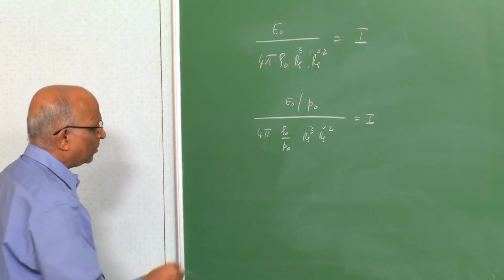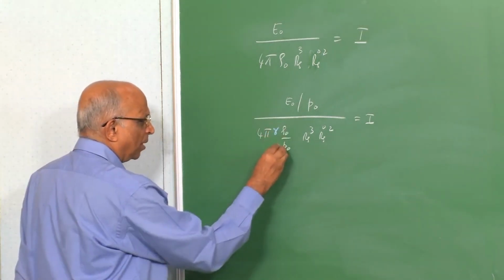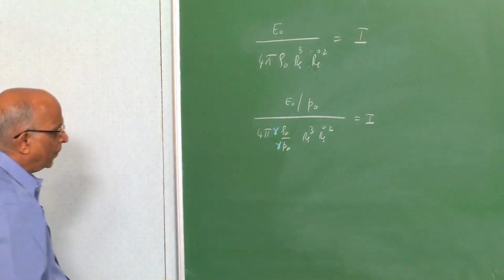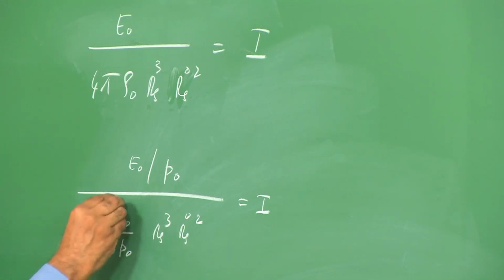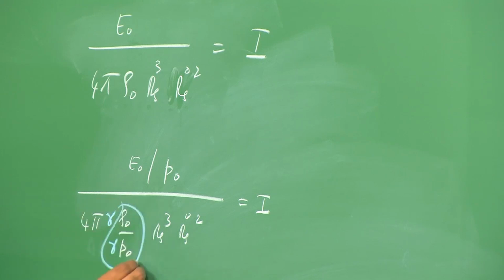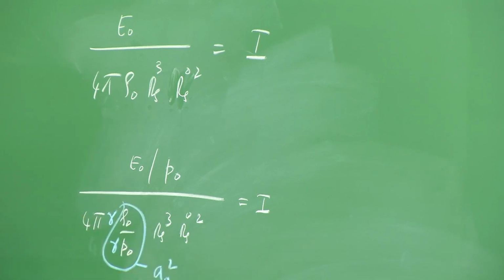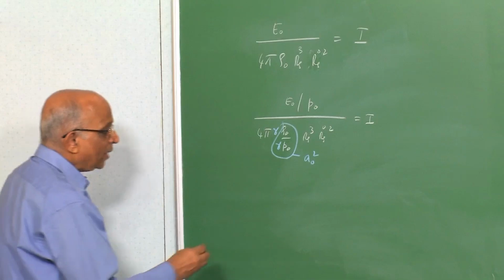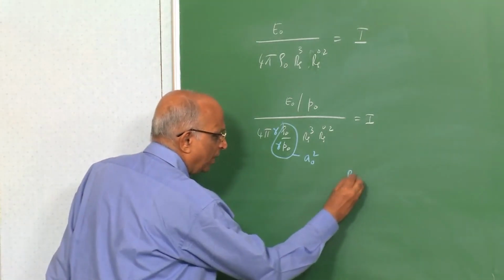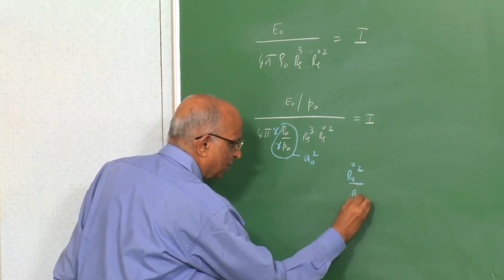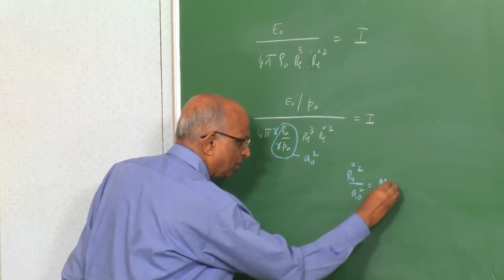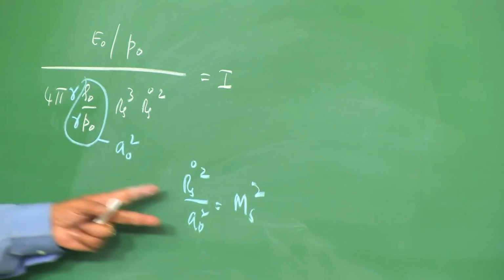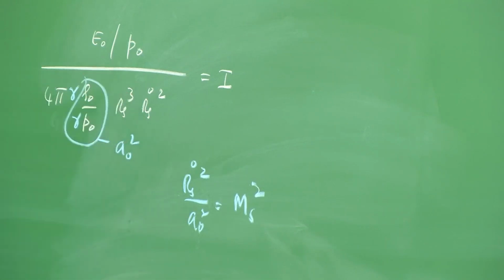Now, let me do something. Let me multiply the denominator by gamma and also divide by gamma such that I still retain the same. If I now look at this particular equation, I have gamma P0 by rho 0 is equal to A0 squared, that is the sound speed in the free stream medium, that is ahead of the blast wave. And I also know that Rs dot squared divided by A0 squared is the Mach number of the shock, Ms squared, where Ms is equal to Rs dot by A0.